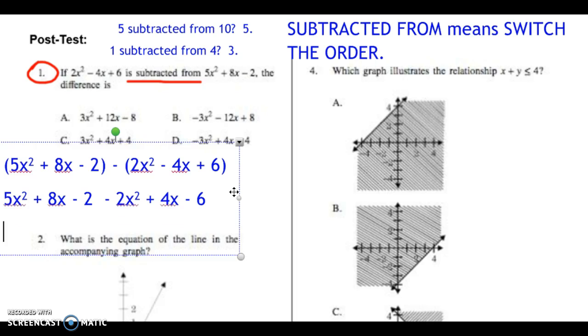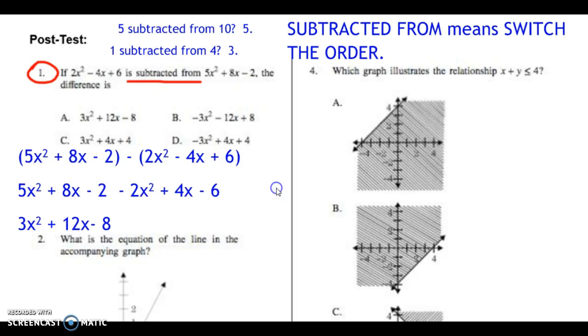So now all we got to do is combine some like terms. 5x squared minus 2x squared, according to my knowledge, that should be 3x squared. 8x plus 4x should be plus 12x. And negative 2 minus 6, that should give us negative 8. So let's see if we did this right. There should be some sort of answer here that says 3x squared plus 12x minus 8.